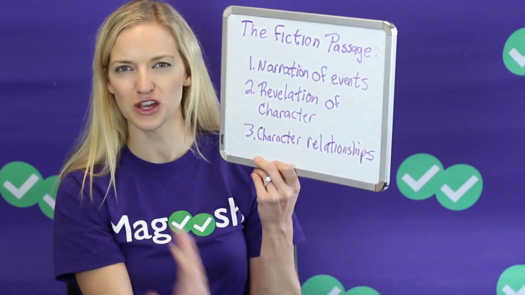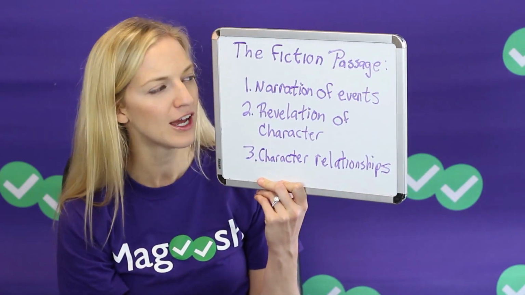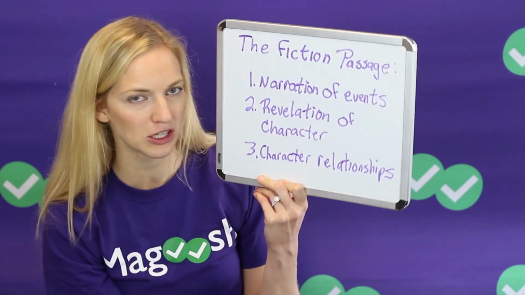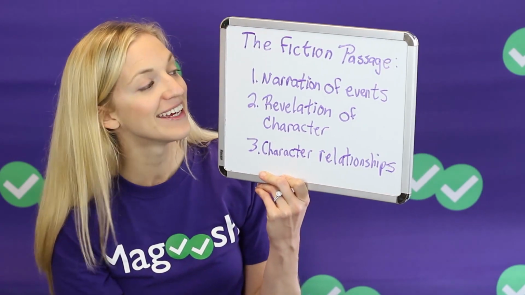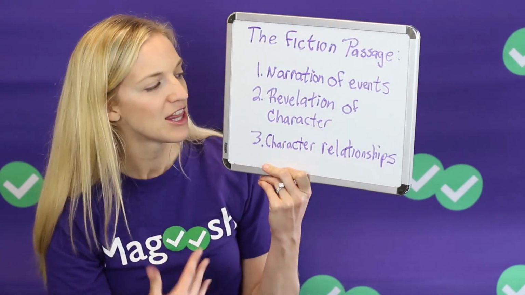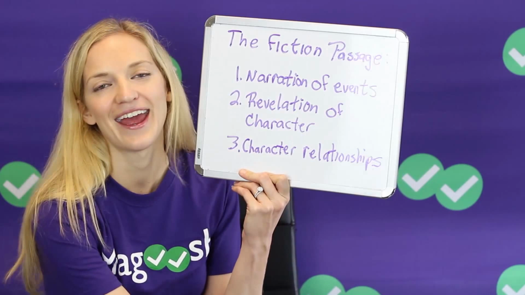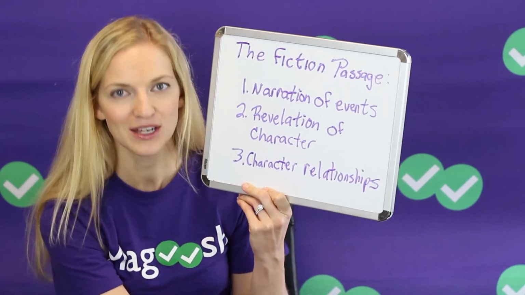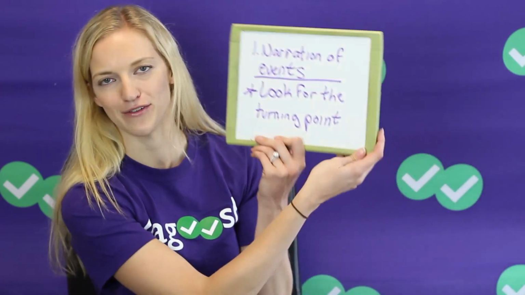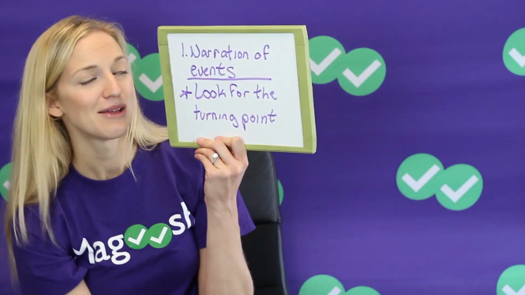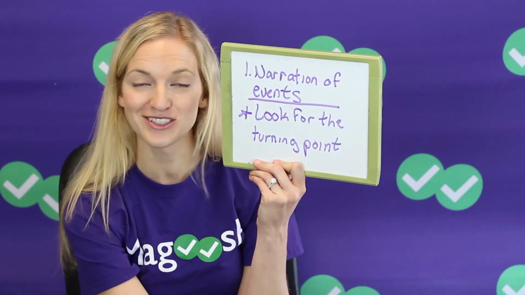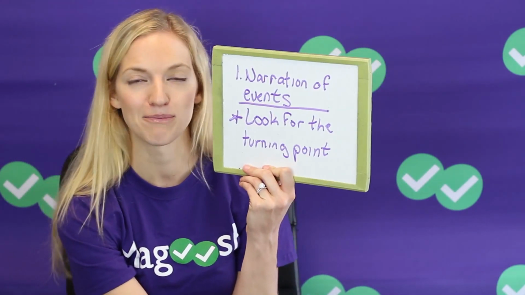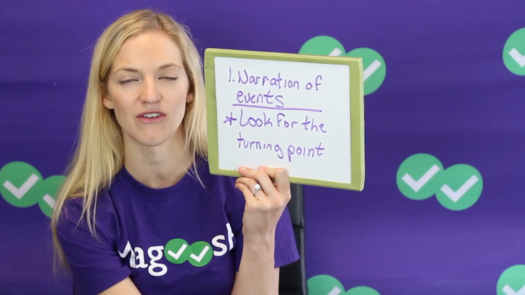All right, there are three things to be paying particularly close attention to, and that is the narration of events, the revelation of character, and character relationships. Okay, let me talk about what each of these three things mean. First of all, narration of events. This is basically the story. So you're paying attention to the plot points, what happens before something else, a sequence of events.